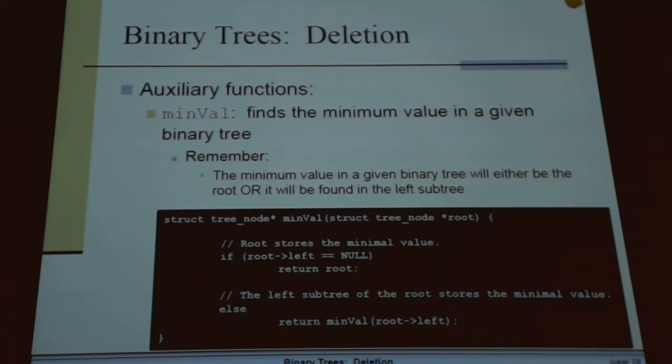So if we want to find the min value, this function here allows us to find that min value. Here we're going to pass in our root, and we're going to start looking at our binary search tree for the min value. First of all, we're going to see if our root's left is null. If it's null, then what?